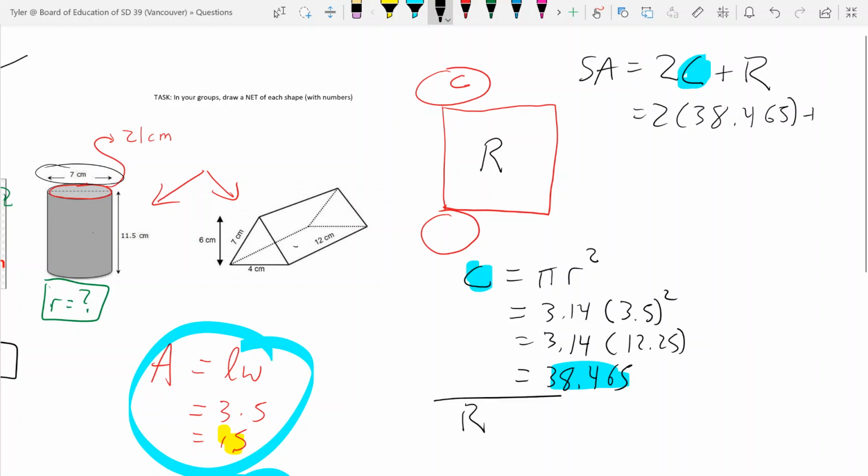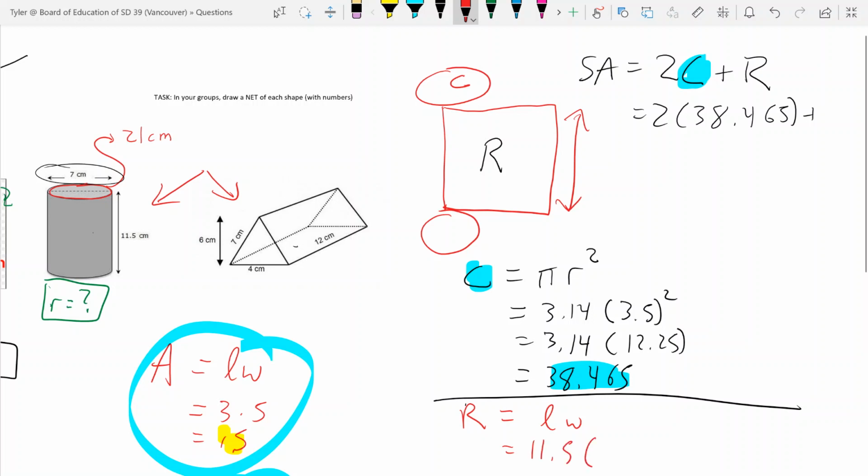So R we'll do down here. Let's do it in a different color. R. R is a little tricky. It's a rectangle, so it's going to be length times width. So the length, well, that's this, right? That's how tall it is. We had in the picture it was 11.5.